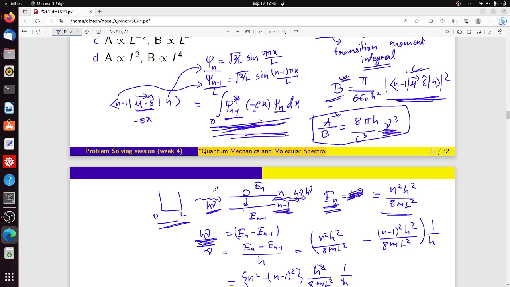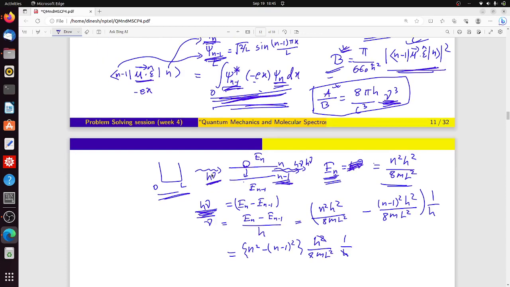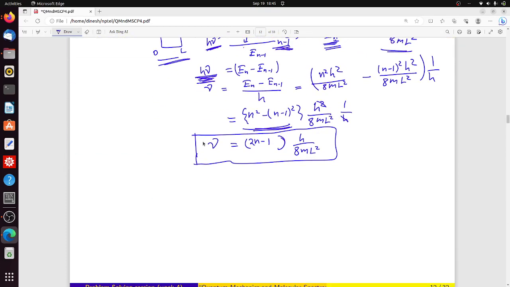Okay guys, any progress? This wave function is given here, and this wave function is also given. You have to just integrate. Okay, let me do this.